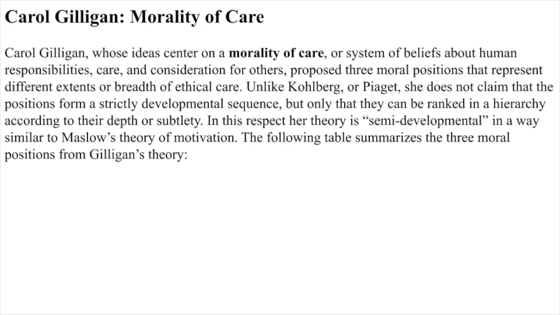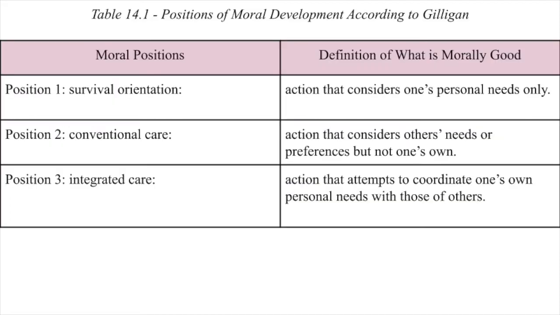In this respect, her theory is, quote-unquote, semi-developmental, in a way similar to Maslow's theory of motivation. The following table summarizes the 3 moral positions from Gilligan's theory. Position 1. Survival orientation. Action that considers one's personal needs only. Position 2. Conventional care. Action that considers others' needs or preferences, but not one's own. Position 3. Integrated care. Action that attempts to coordinate one's own personal needs with those of others.